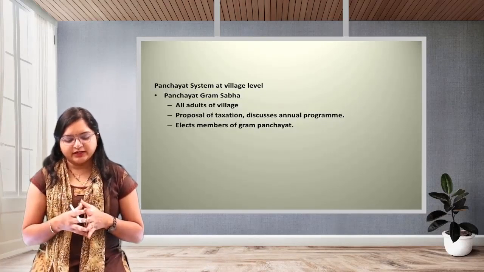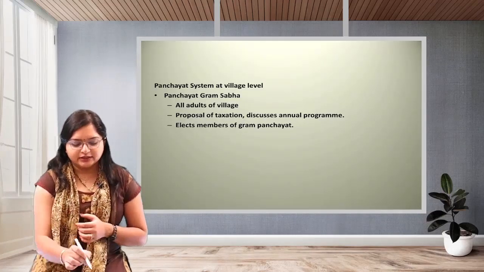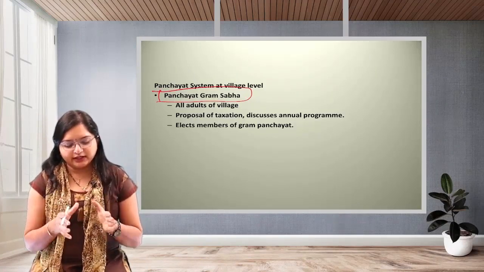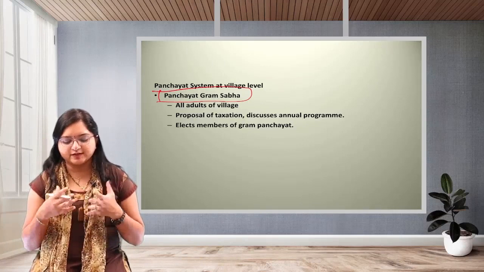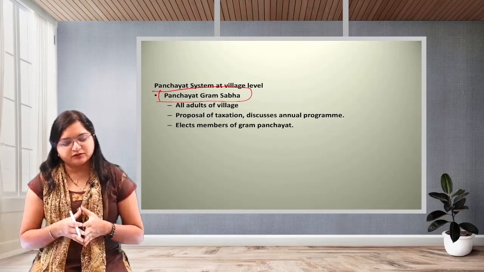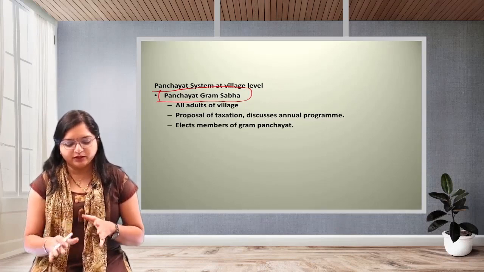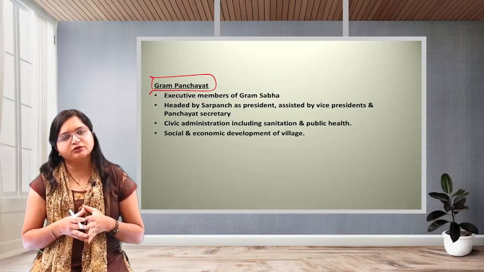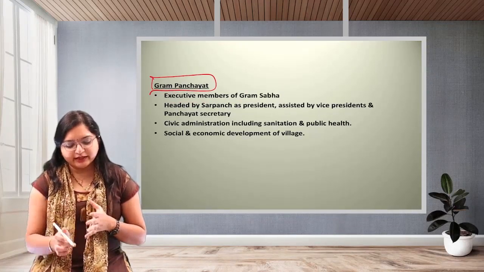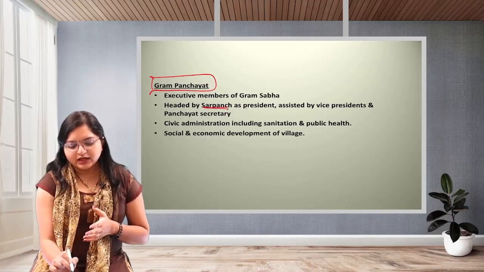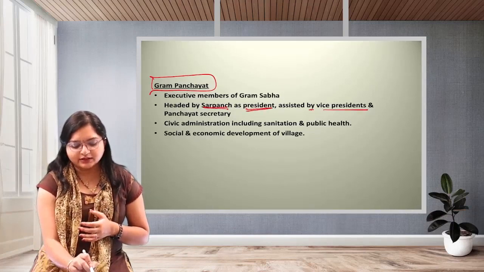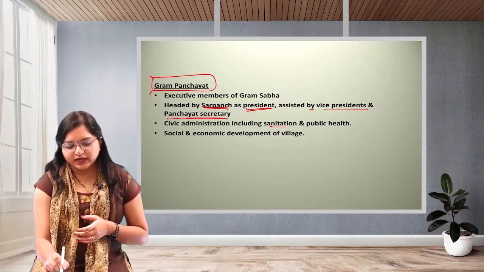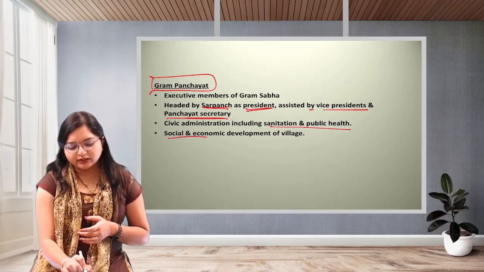So the panchayat system at village level has the gram sabha, and all the adults of the village are there, and they have the proposal of taxation, discuss the annual program, and elect members of the gram panchayat. So this is the function of gram sabha. And then gram panchayat. Gram panchayat has the executive members of gram sabha, headed by the sarpanch as the president, assisted by vice presidents, and that is known as panchayat secretary. Civic administration including sanitation and public health, social and economic development of village.